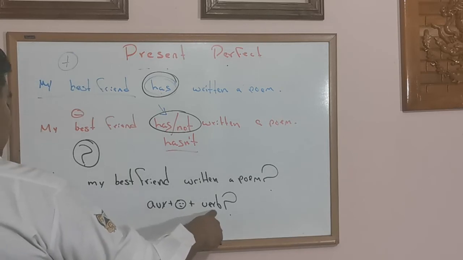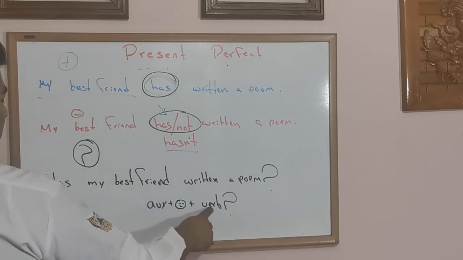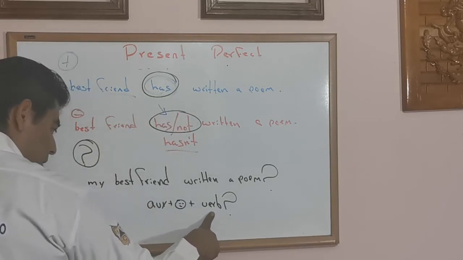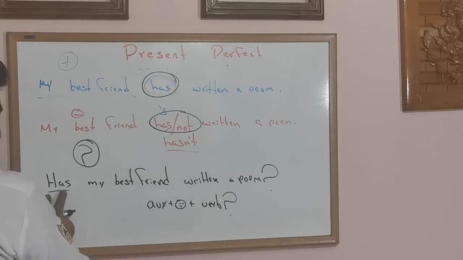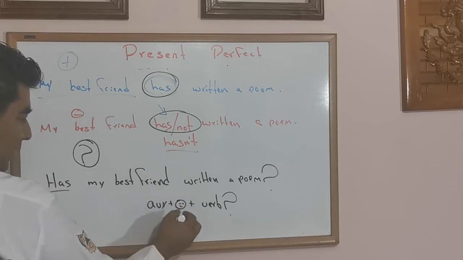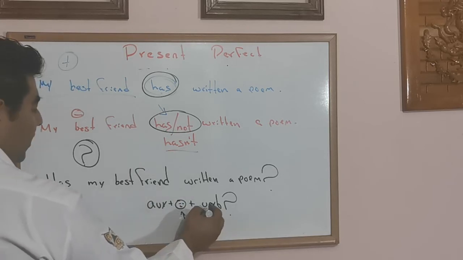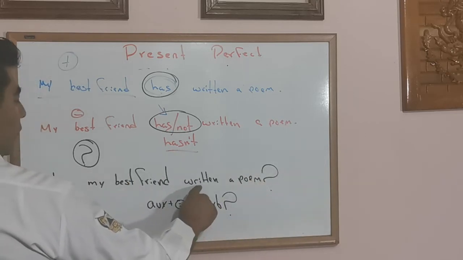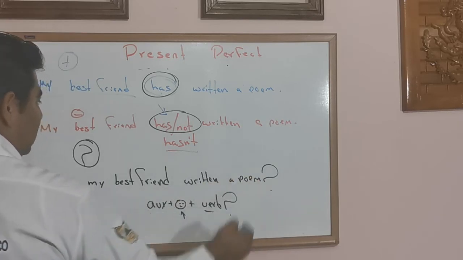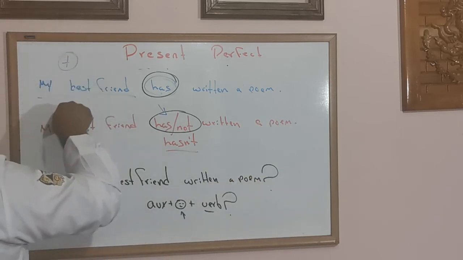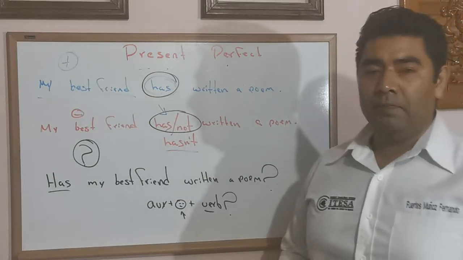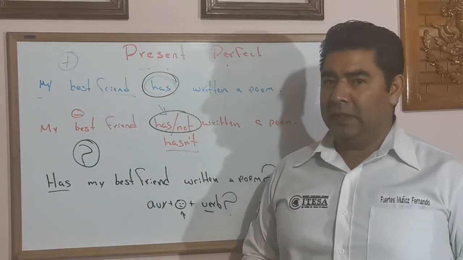Do you work? Did you work? In this case, the perfect tense. Have you worked? In this case is has, auxiliary. My best friend is the subject, is the person, okay? And the verb or the complement is written a poem. Has my best friend written a poem? That's the structure. So you have affirmative, negative, and interrogative. And that's it. Okay? It's very simple, very basic.